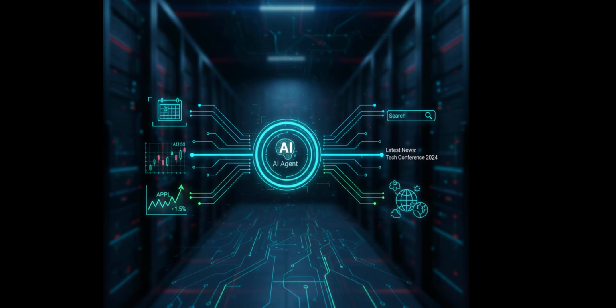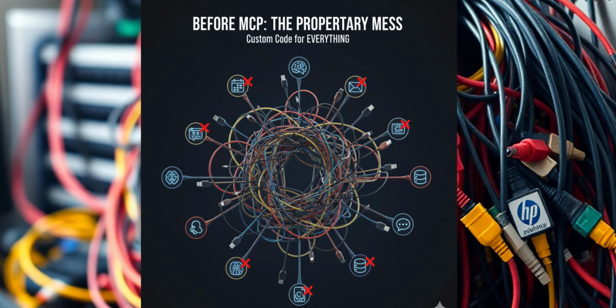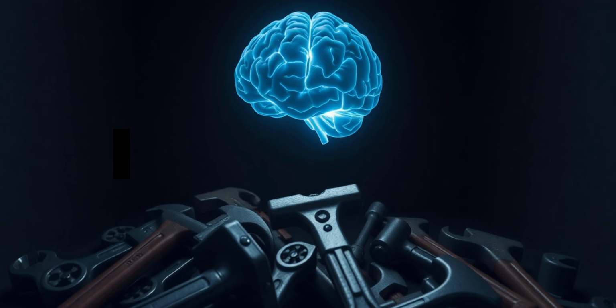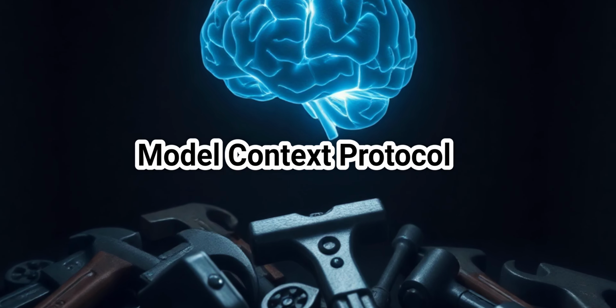If an AI needs to check your live calendar, look up today's stock price, or send an email to your work system, it has to be hard coded for every single application. This leads to a messy, proprietary mess. Every app owner has to write custom tooling for every AI vendor. The process is slow, insecure, and not scalable. The AI is smart, but its tools are dumb. We need a better standard.